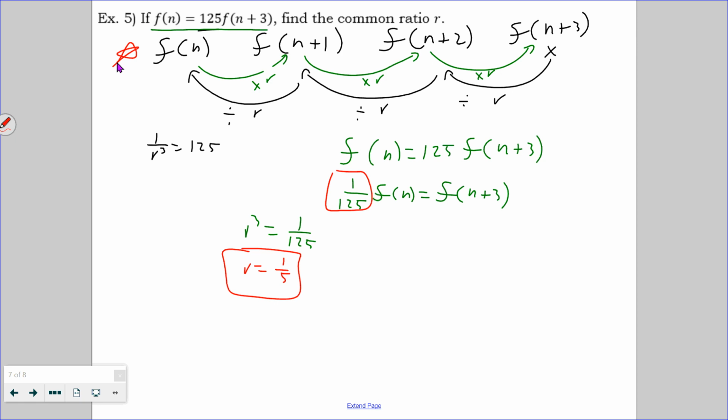How would you solve the first one? This one right here? Oh, you can multiply both sides by r cubed. You get 1 equals 125 r cubed, or 1 over 125 equals r cubed. It's the same thing.